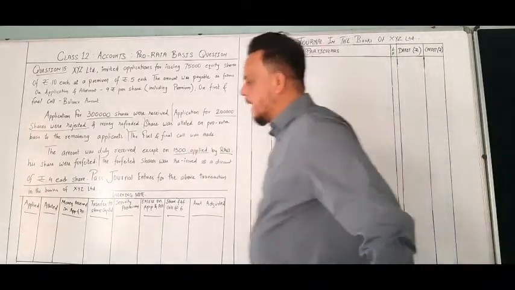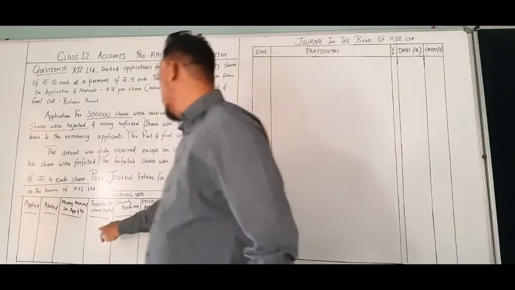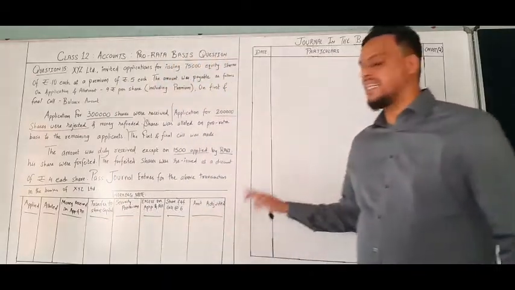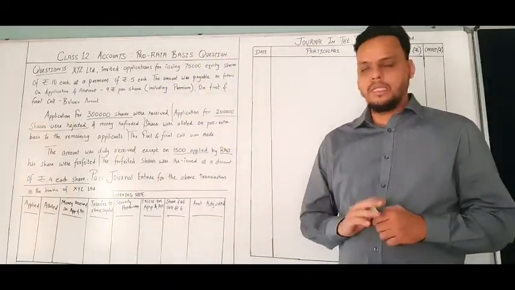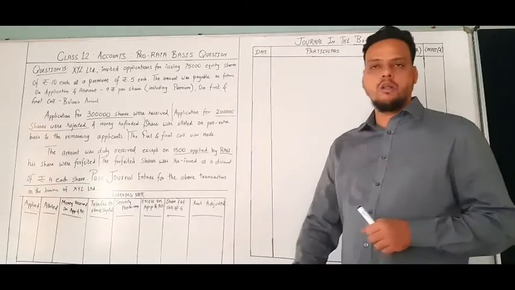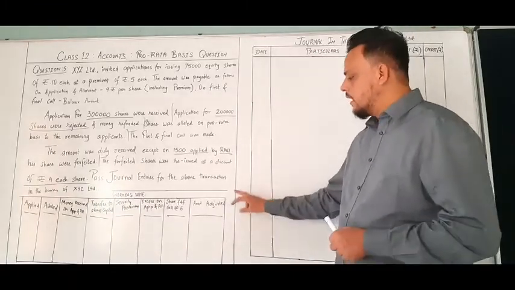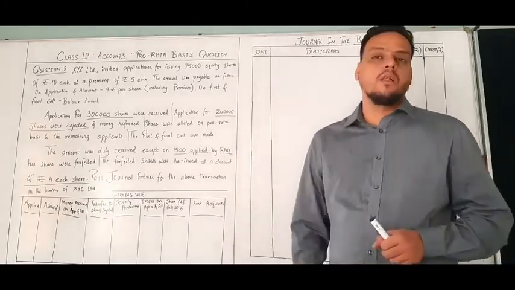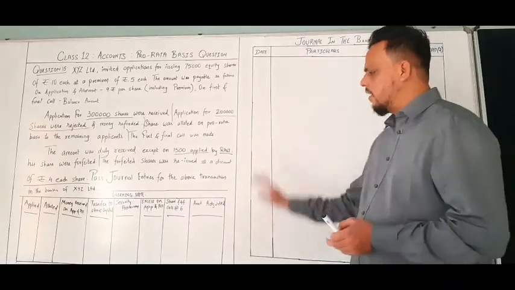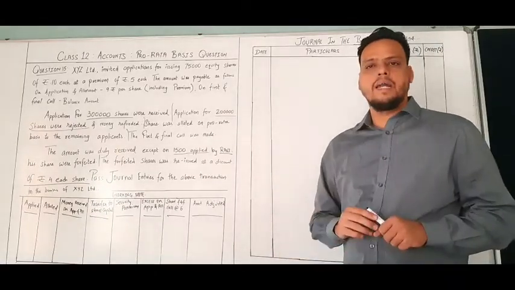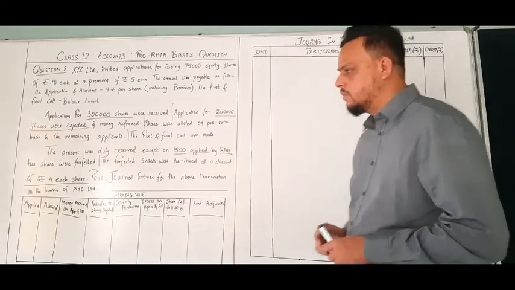I have prepared here columns 1, 2, 3, 4, 5, 6, 7, 8 and 9. Actually, I have made 8 columns over here, but the last column will be of total. So total is not required, it's okay. We will be handling this very carefully here.